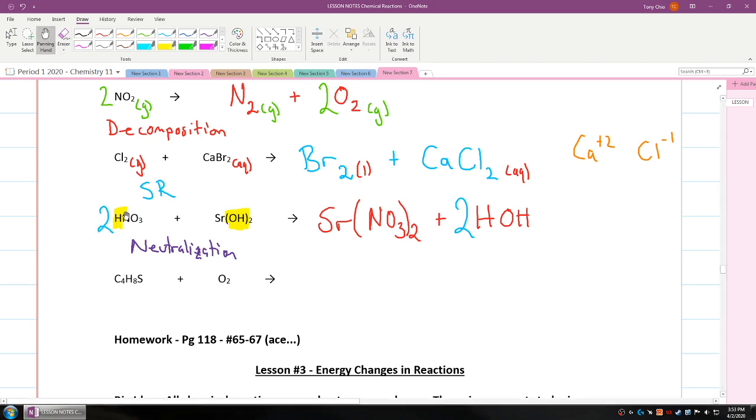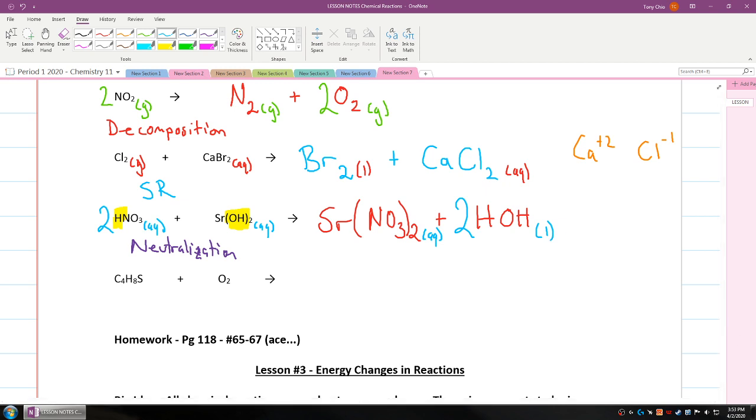The last step, look at what the NO3 is. You have 2 NO3s on the reactant side, and thus you have 2 NO3s on the product side. This is now balanced. So let's put the states down. HNO3, you can write this as aqueous. Sr(OH)2, you can write this as aqueous. Sr(NO3)2, you can write this as aqueous. And last but not least, HOH, which is water, that's a liquid.